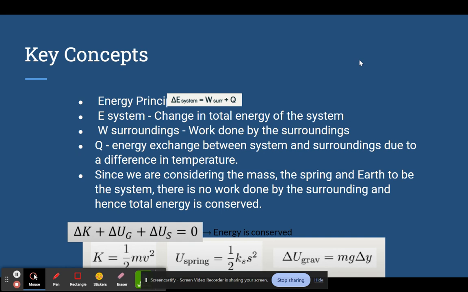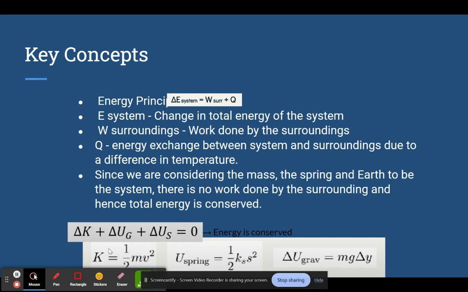So the key concepts that we need to know are the energy principle, that delta E of the system equals the work of surroundings plus Q. We also need to know delta K plus delta UG plus delta US equals 0, because the system is the block and then the spring and the Earth, which all act. And because there's no work being done, this means that energy is conserved and they all add to 0.